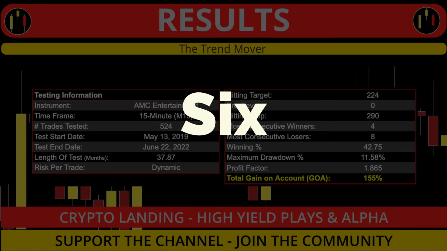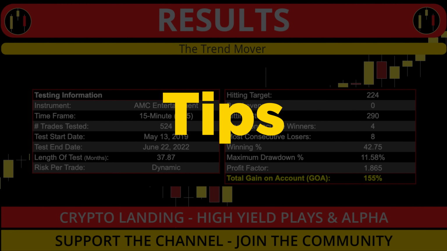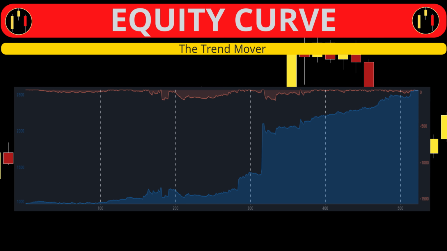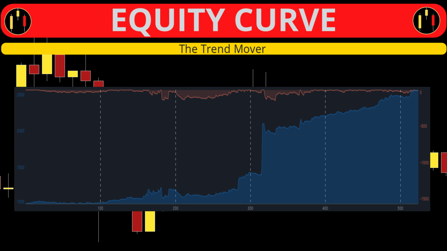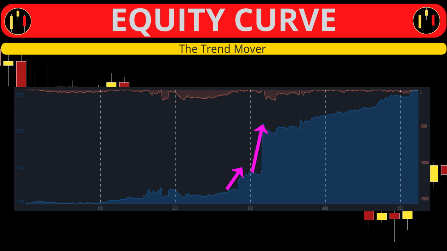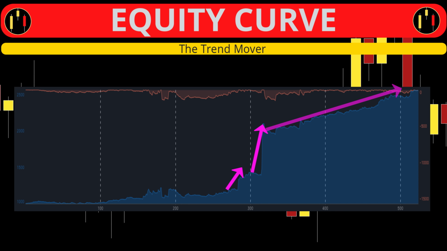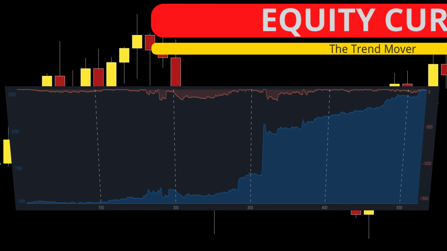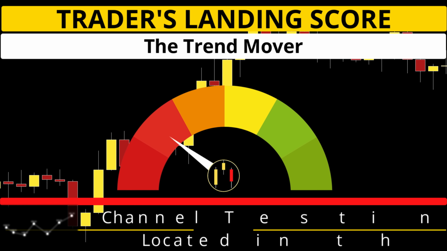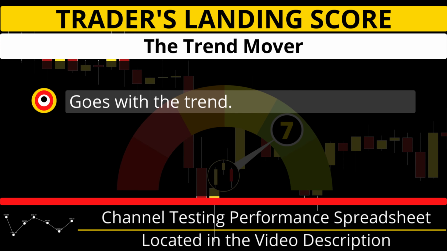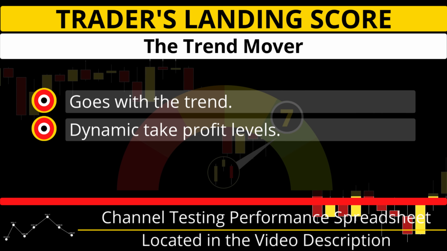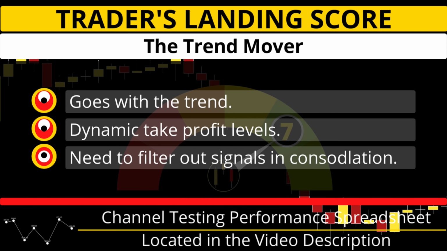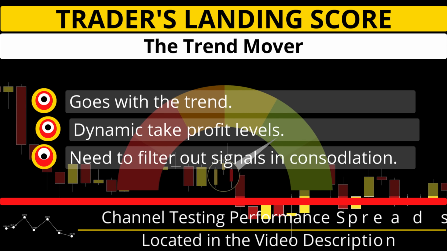And I have some ideas on how to make this system even better with my simple optimization tips. The equity curve here gives us an object lesson in the power of a dynamic take-profit system. Here we can see the equity curve jumps dramatically after a couple of trades when the trend mover captures a huge impulsive move. I give the system a Trader's Lending score of 7 because it goes with the overall trend, uses a dynamic take-profit system related to market volatility, but it takes too many losing positions during consolidating markets.